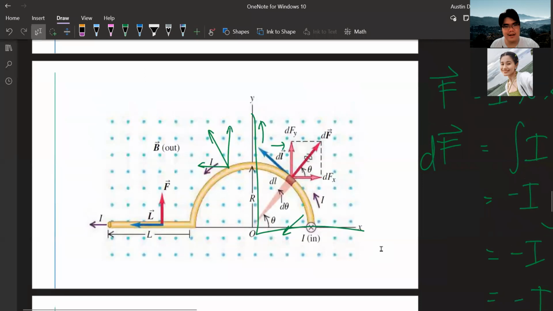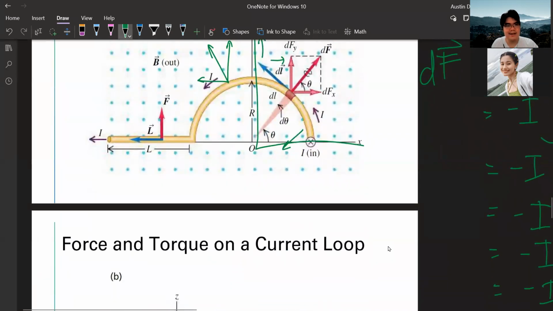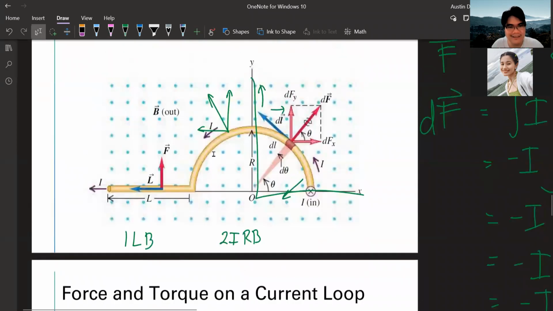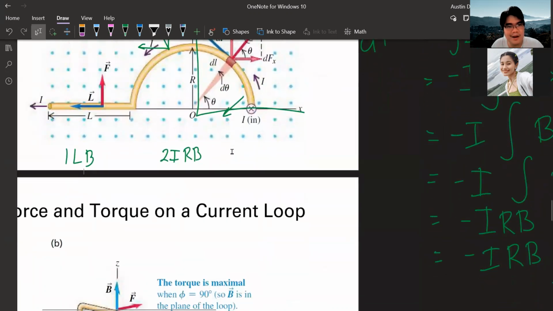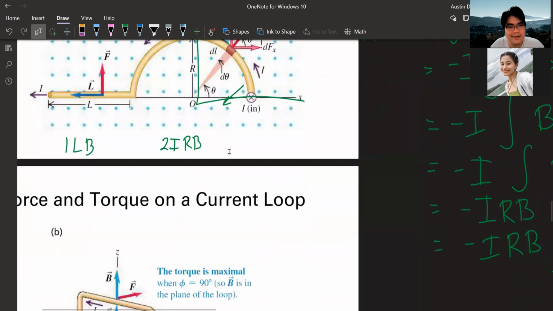Funny, no? Ang hassle nung sinolve natin, but it's just the ano nakuha natin? 2IRB. Tapos dito, ILB. So, tinitingnan mo lang dito is kung gaano siya kahaba. Walang paki doon sa kurba, no? So, this length is 2R. 2R lang siya. Pwede natin i-generalize sa mga bagay na ganito.